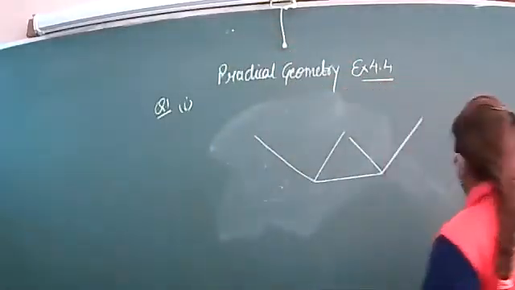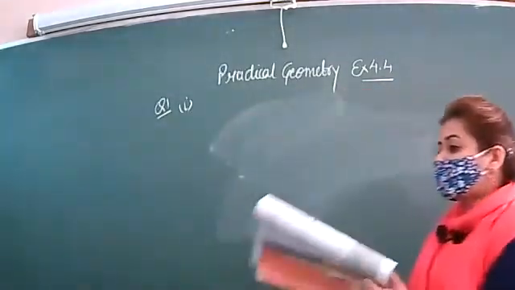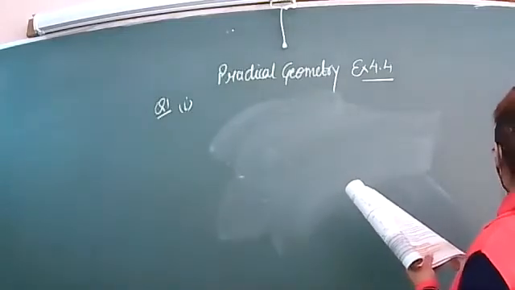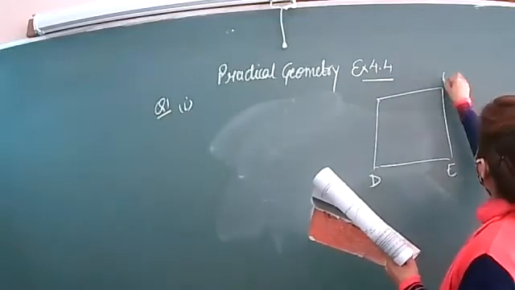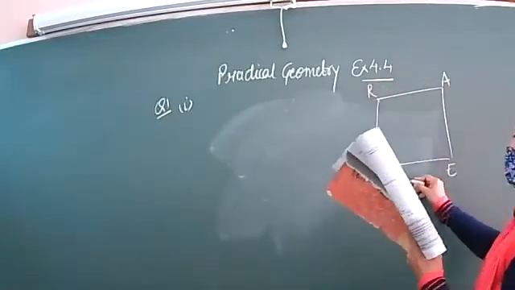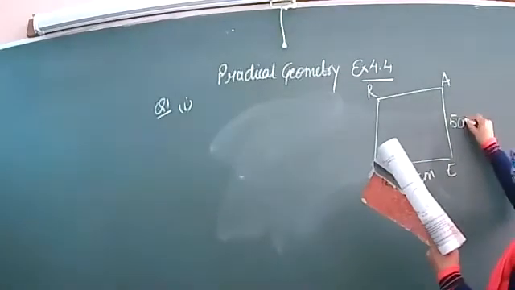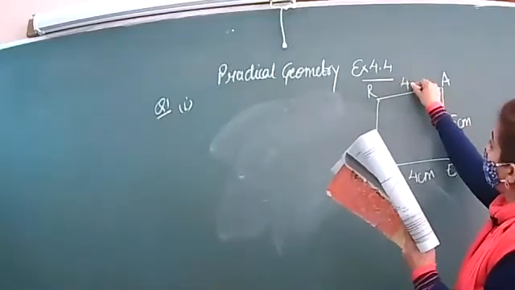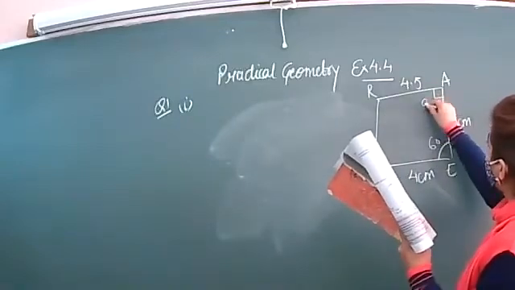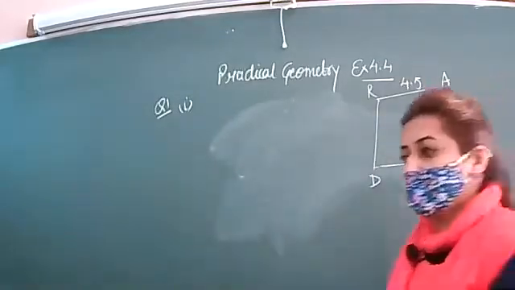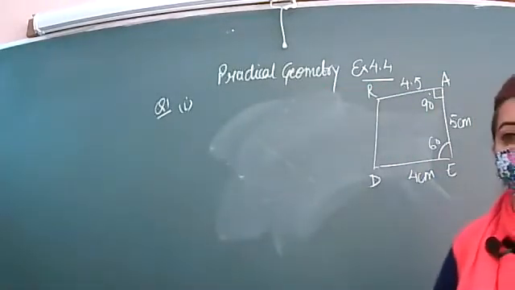Exercise 4.4, question number 1, first part. Let's draw the rough figure of that question. In the first part, you have been given a quadrilateral. Its name is DEAR. DE is 4 centimeter. EA is 5 centimeter. AR is 4.5. Angle E is 60 and angle A is 90. This is given. Got it? This is the given information that we have written in the rough figure.